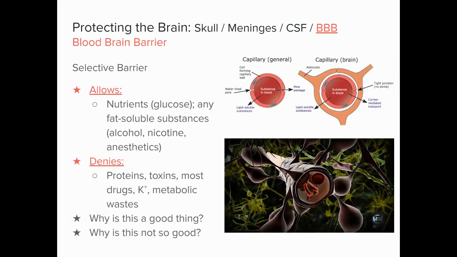So, protecting the brain, the BBB, which is the blood-brain barrier. This is a selective barrier, and you can see the difference between the capillaries in general and brain capillaries. All right, so this is a waterline pore here. So you're seeing like this is a capillary wall. Remember, they're extremely thin for gas exchange.